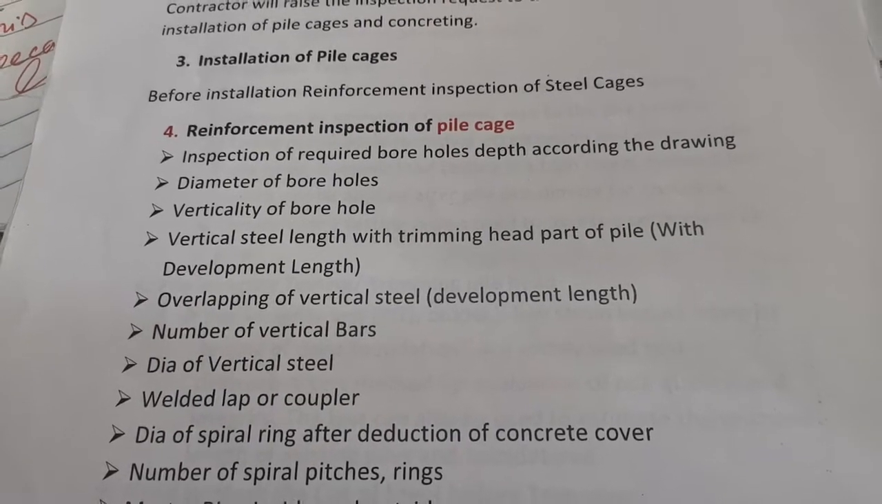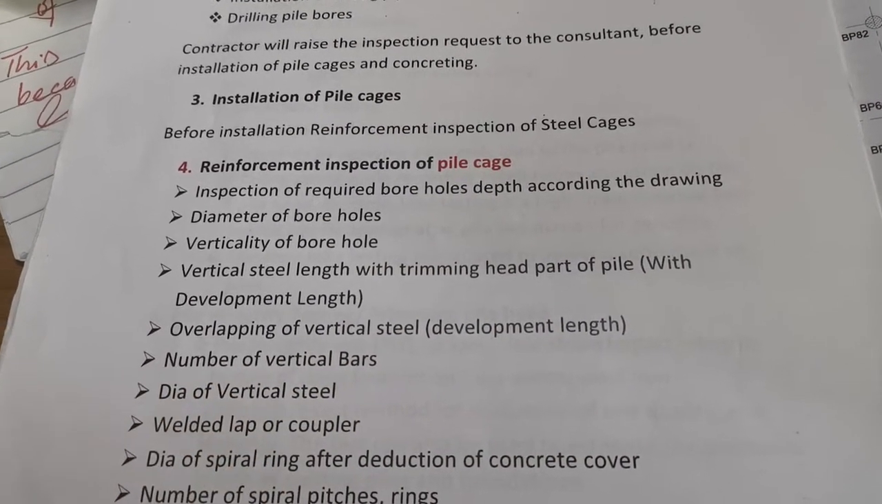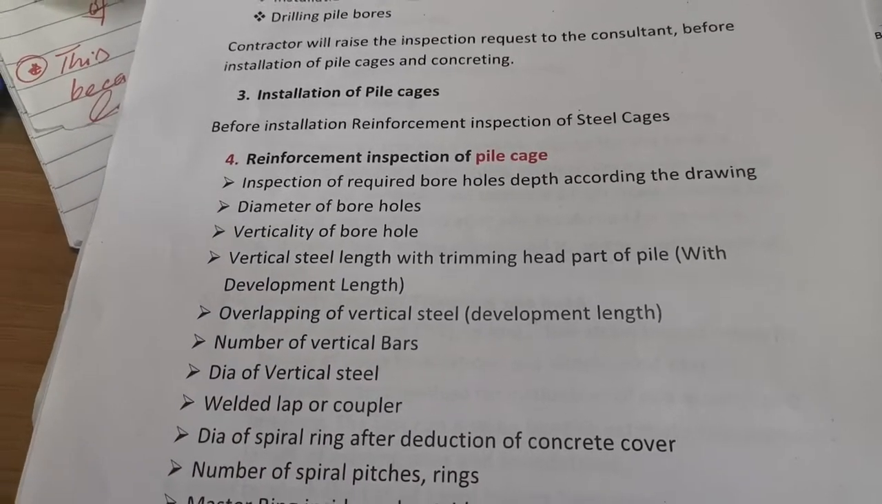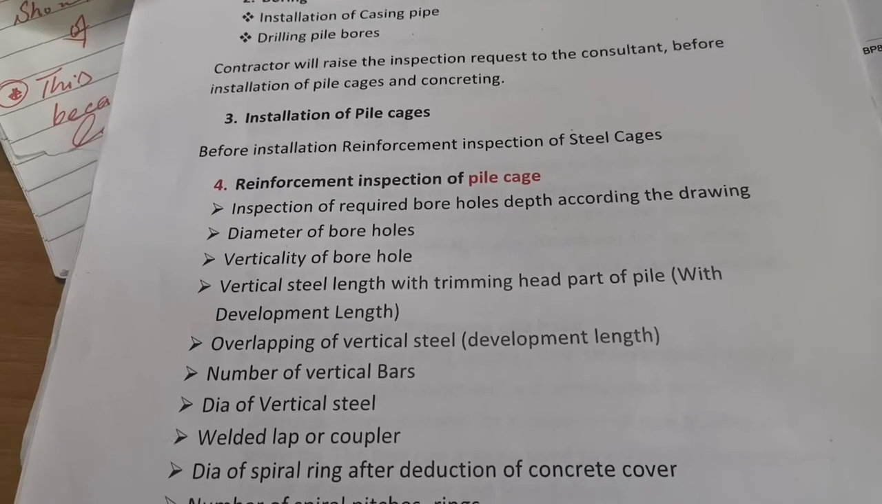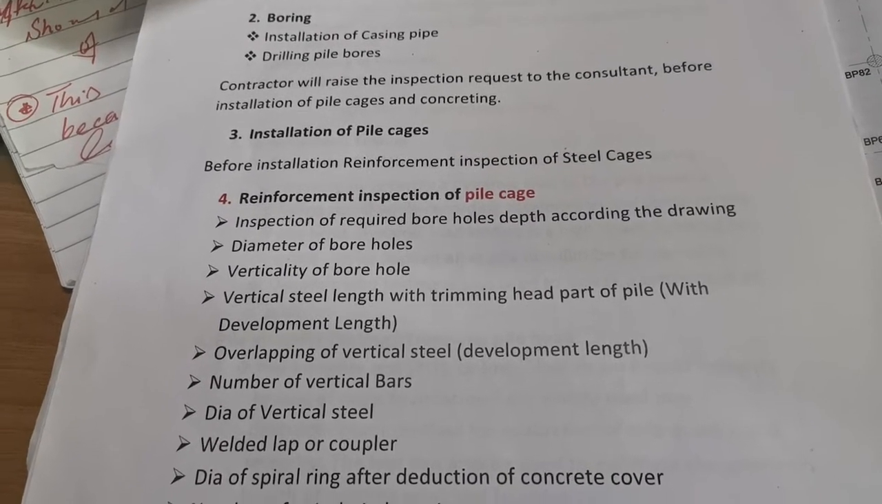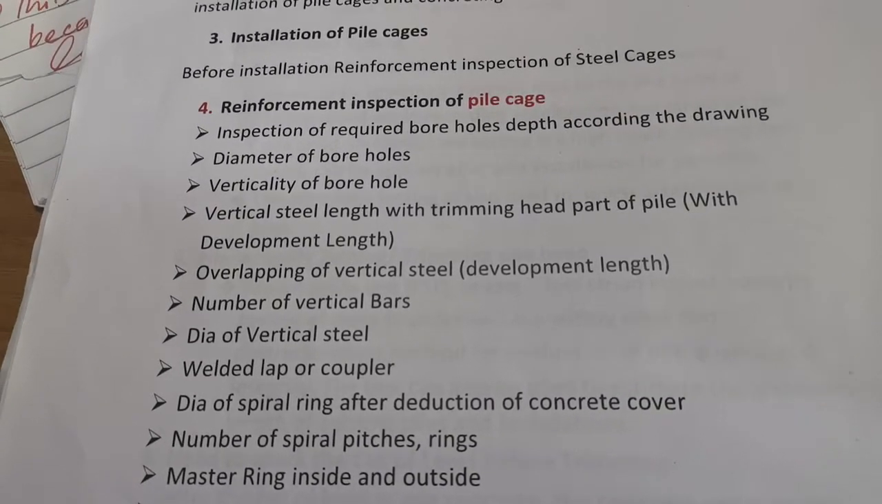And overlapping of vertical steel development length. Okay friends, because here as you can see some piles' length is 13 meter, and the standard length of this steel is 12 meter. That's why we will provide the overlap according to the designer, 60D, 50D.